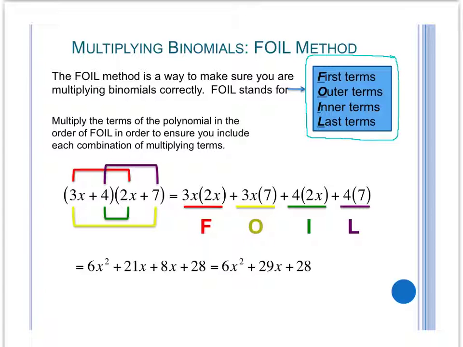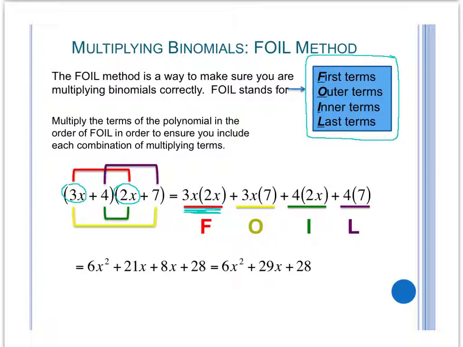So, if we take a look at this example, we want to multiply the first terms together, the outer terms together, the inner terms together, and the last terms together. What it means by the first terms is the first terms in each binomial. So we have a 3x times a 2x, as you see over here, is the F of FOIL, or the first terms.